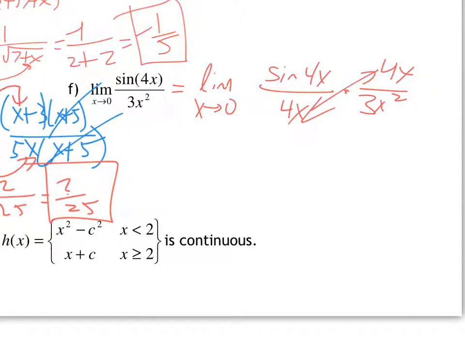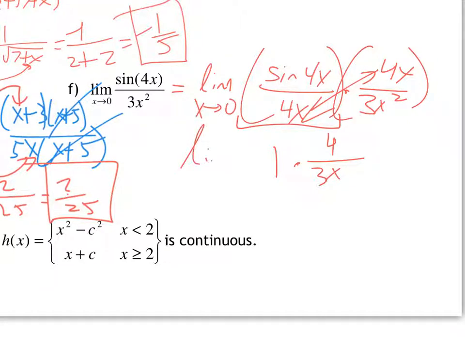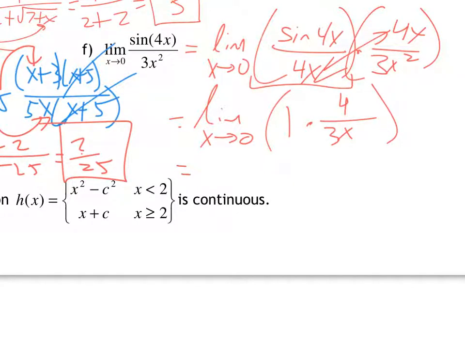The reason for doing that is when we find the limit of this part here, we know that becomes 1. And this stuff over here becomes 4 over 3x. We haven't found the limit of that, so we'll keep that around. So these are equal there. And then last but not least, this equals 1 times 4 over 0. So this guy's going to 0 here.